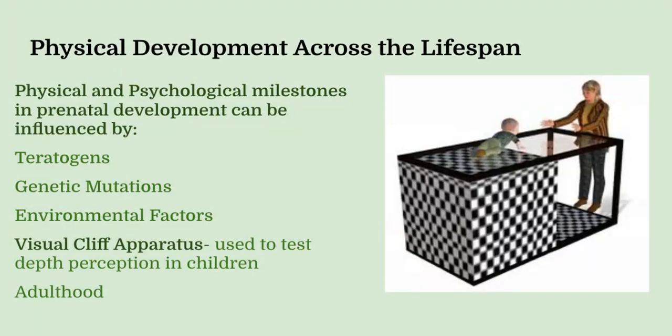And the visual cliff apparatus is used to test depth perception in children. It's this photo right here where the pattern is underneath the glass, and if the children can tell that the pattern is beneath the glass and they try and crawl around it, that means that they have depth perception. And adulthood is characterized by leveling off and decline in reproductive ability, mobility, flexibility, reaction time, and visual and auditory sensory acuity.